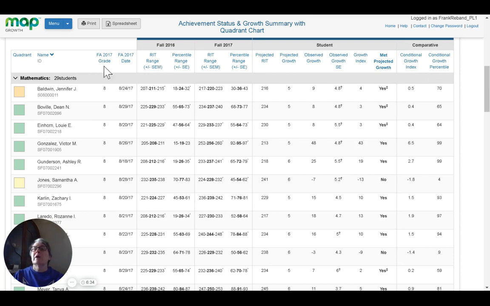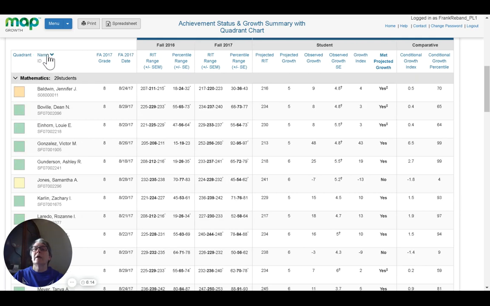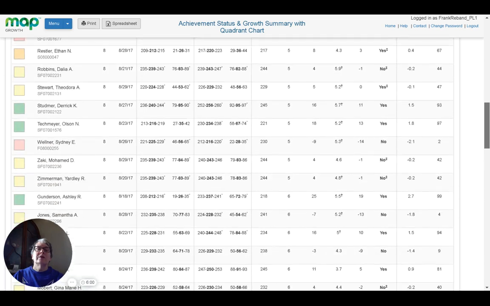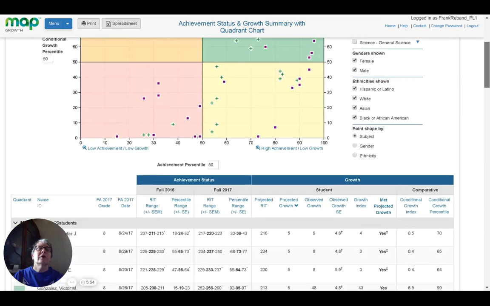But let's look at some of the interactivity. If I click on the quadrant up here at the top, it will show me all of the students in each of the quadrants. And so I can begin to look at these three students. These are students that I really want to be able to concentrate on. They're showing low achievement and low growth. I can go back to sort by name. I can click on the RIT range and sort by RIT range in any of those. I can sort by projected growth, which is pretty impressive because I can begin to look at projected growth, and I can see that for this class, all of the students are expected to grow between 5 and 6 points.